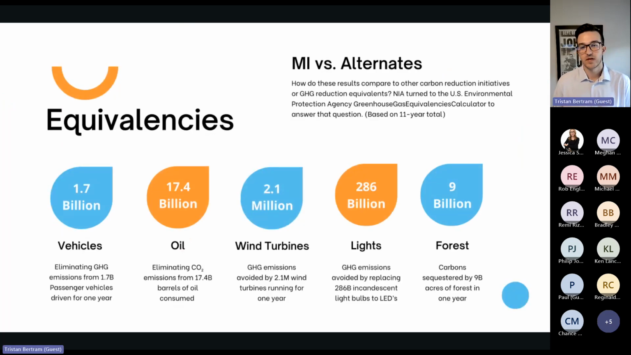So how do those results compare to other carbon reduction initiatives and greenhouse gas offset equivalents? Well, instead of insulating mechanical systems, you could eliminate the emissions from 1.7 billion gasoline-powered vehicles each driven for 1 year. You could eliminate 17.4 billion barrels of consumed oil. Or to offset the emissions, you could install 2.1 million wind turbines, each running for 1 year. You could replace 286 billion incandescent light bulbs with LEDs, or plant 9 billion acres of forest to offset the carbon output.